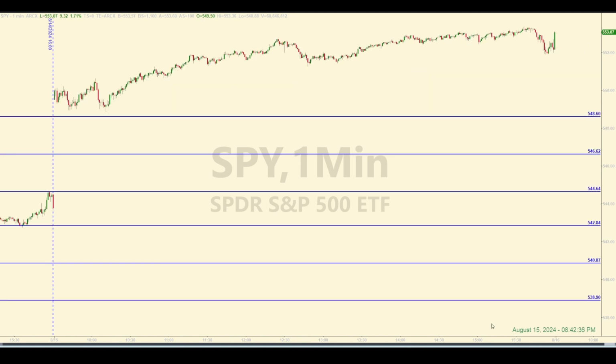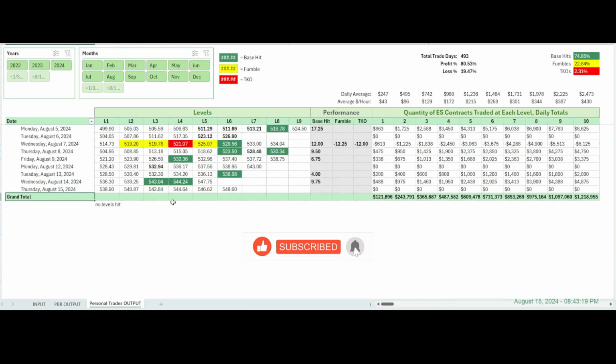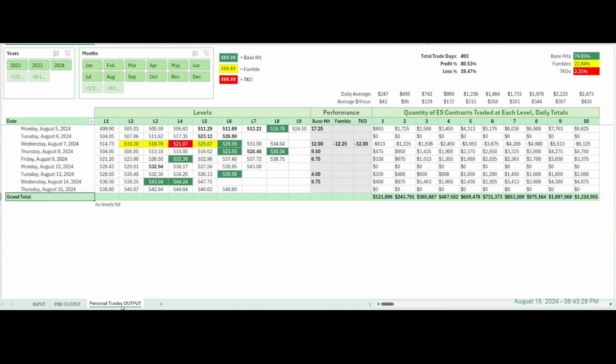But in terms of our levels that we had on the board this morning, nothing was hit. No trades were taken. Over on the tracking log, it looks like this. This is the playing by the rules log. Here are the levels, nothing hit. Little note there. Then the personal trades, same thing. But now you can see the daily averages, the averages per hour, totals, and so forth. Playing by the rules, personal trades. But that's it. Nothing exciting today.